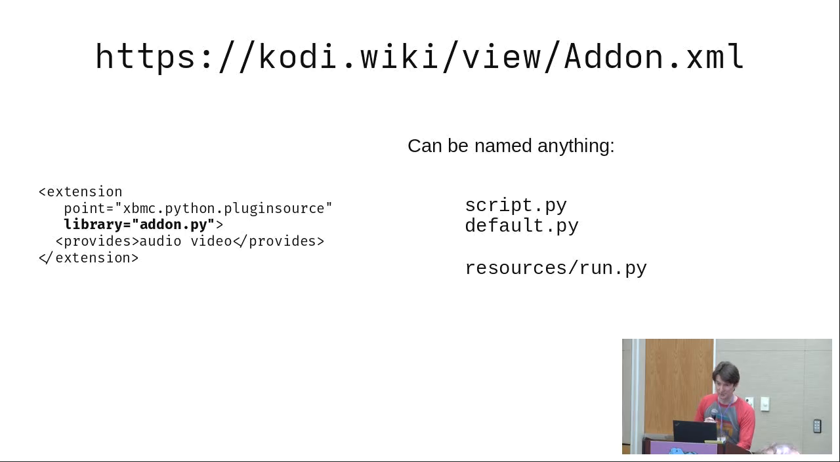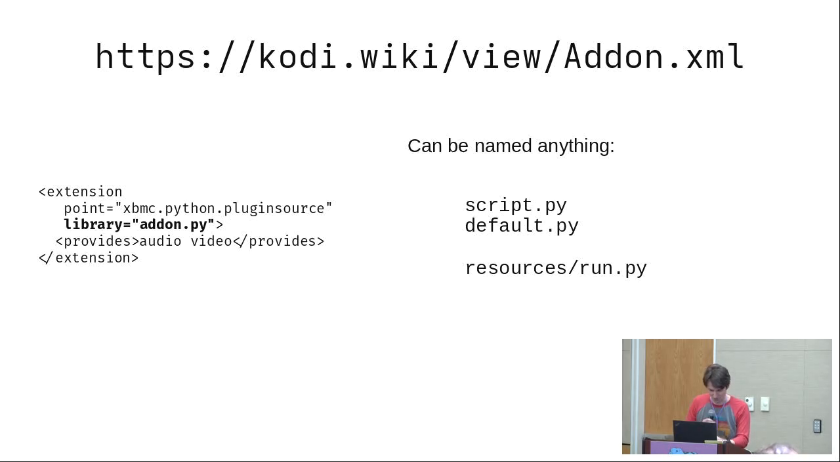We specify the library file, which I personally like to call addon.py because it keeps addon.xml and addon.py together in the file system. But other common ones are script.py, default.py. Sometimes they're in resources, especially if you have multiple, like one as a script and one as a media source.